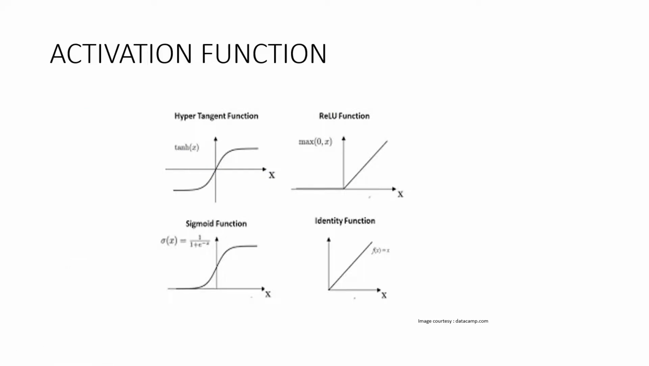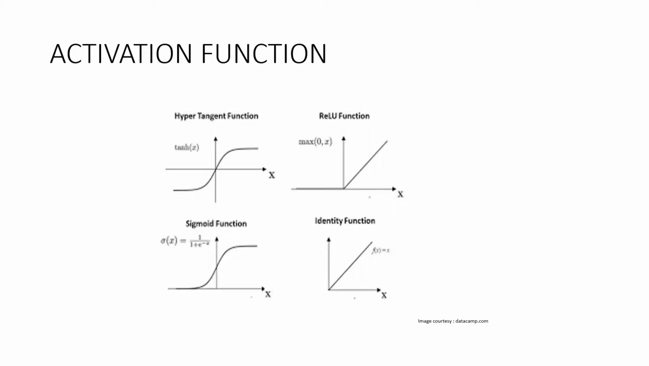The activation function decides whether a neuron should be activated or not by calculating the weighted sum and further adding bias to it. The purpose of the activation function is to introduce non-linearity into the output of a neuron. We know a neural network has neurons that work in correspondence with weight, bias and their respective activation function.